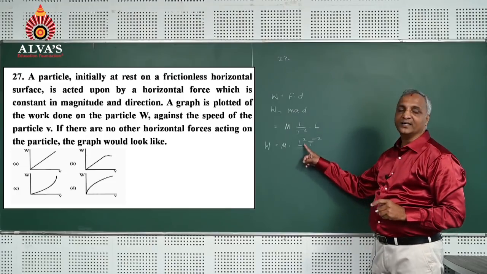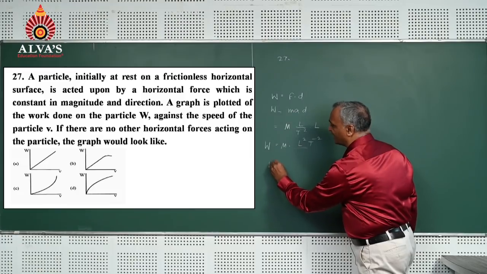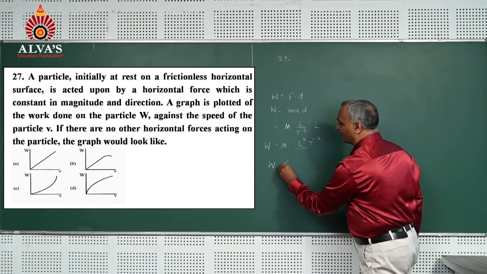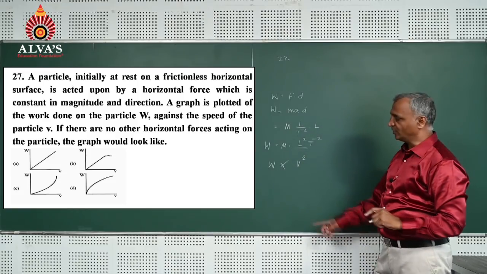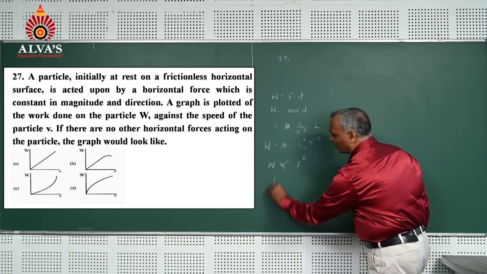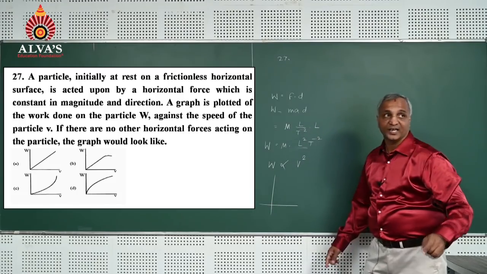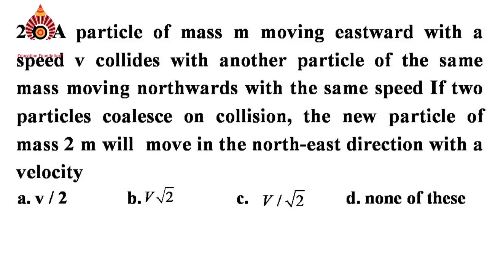This is nothing but the dimension of the velocity, and that is why I can write W proportional to velocity square. So this graph will be like a parabola. So I'll go for the option C. In fact, it is given half parabola. You can extend it to the other side also. So this will look like a parabola, equation of parabola. So I'll go for option C.